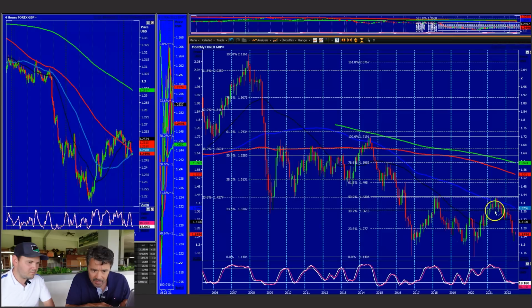When we broke above it, this area became good support. And when we broke below it, it became resistance just before the market collapsed. So this is how I would break down the weekly chart. And it's nice because I can just leave that.